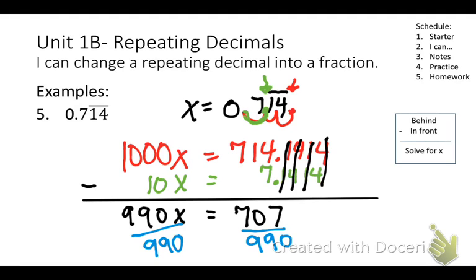Now, depending on which calculator you are currently using, all you need to do is put it in and hit simplify and enter, or in my case, I have to hit a couple of extra buttons. That cannot simplify, so our numerator is 707 with my denominator being 990.